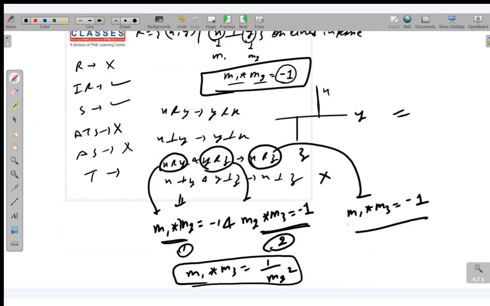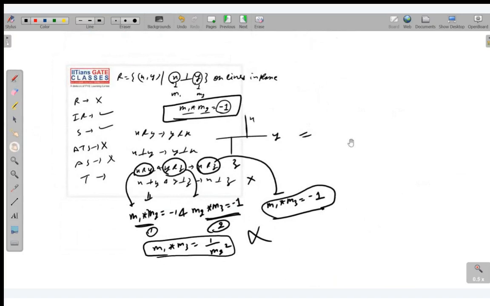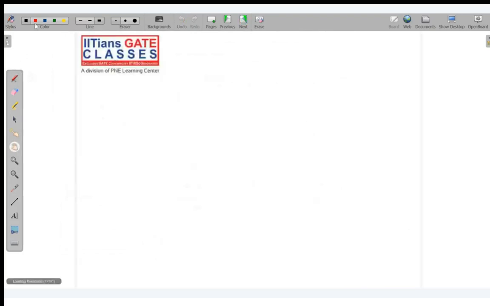Okay, so we want m1 multiplied by m3 to be -1, but we have got m1 multiplied by m3 equal to 1 upon m2 square. So it is not correct, so it is not transitive. That is the power of mathematics. No need to visualize the things; simply you can do that in GATE. Take a snapshot, I will jump to the next slide. Done, sir. Okay, so all these are standard questions.